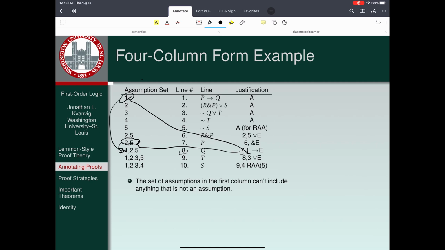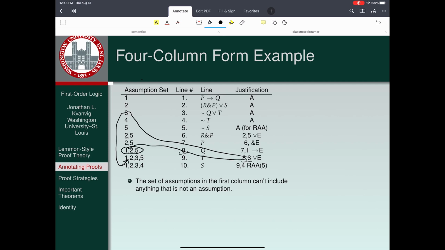Similarly, for line 9, you use 8 and 3. Well, 3 is an assumption, but 8 is not an assumption. So 3 carries down, but so does the entire assumption set for line 8. Notice then that the assumption set line is cumulative to this point. Every time we use a line that relies on an assumption, that assumption gets carried down to the line that we derived. We add together the assumption sets for the lines that we use to get the assumption set for the line that we derived.